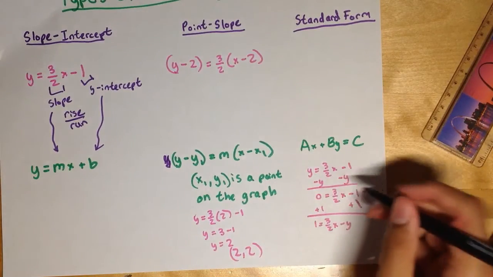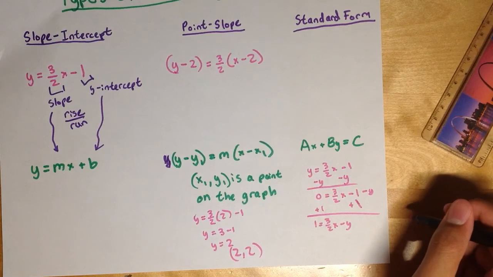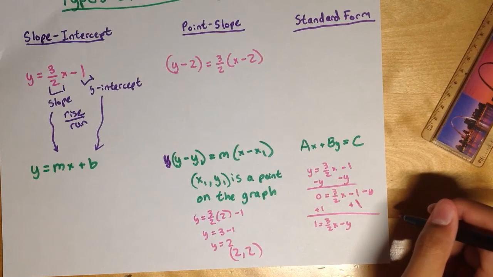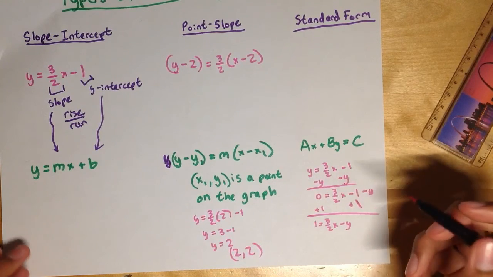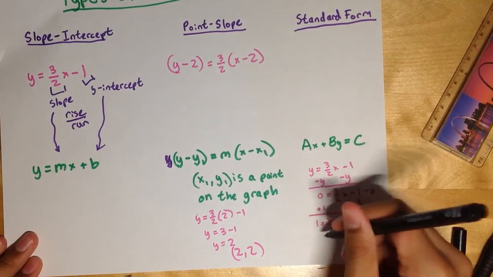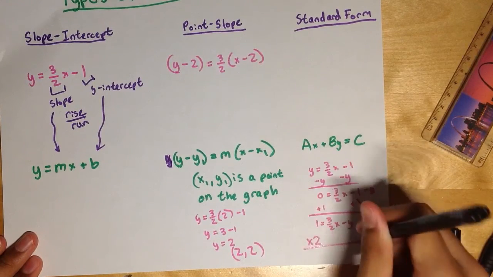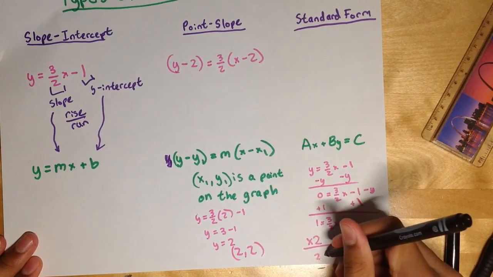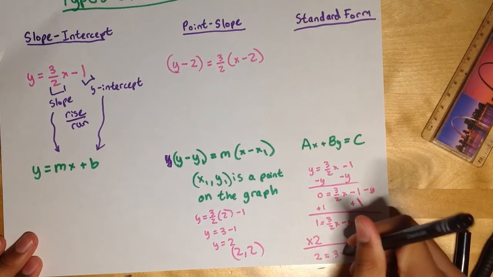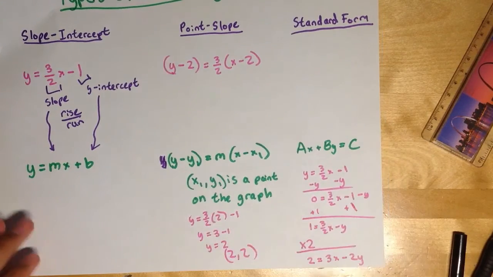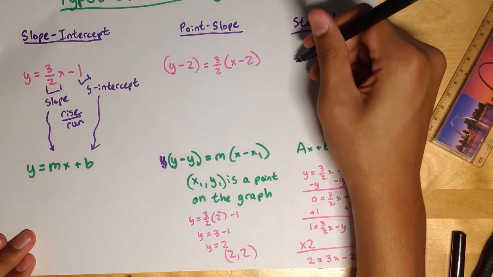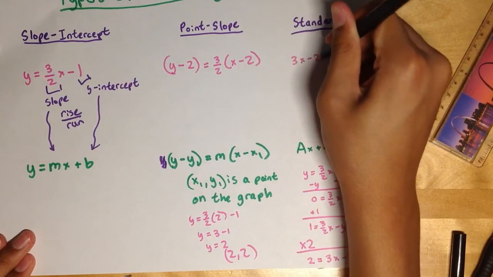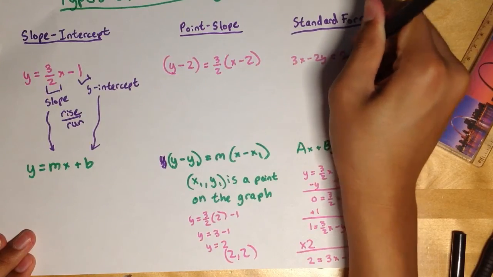But with standard form, your A's and your B's have to be, what's the word, counting numbers or whole numbers or whatever it is. It's stupid. So now we multiply everything by 2. That gives us 2 equals 3x minus 2y. Or in other words, for some reason, 3x minus 2y equals 2.